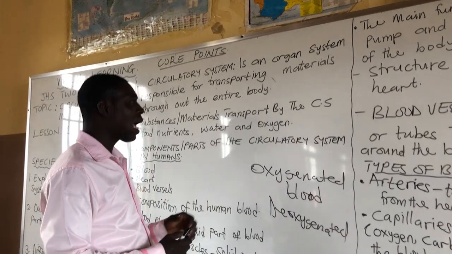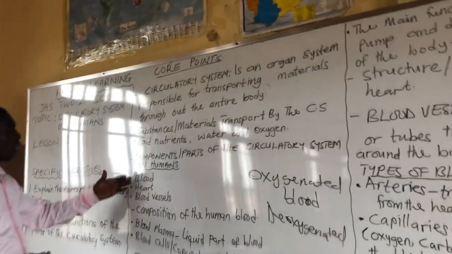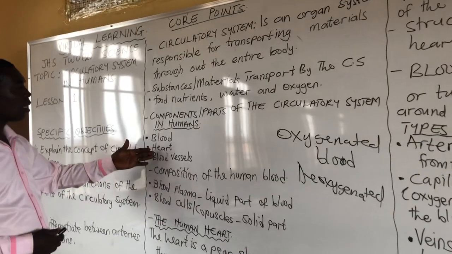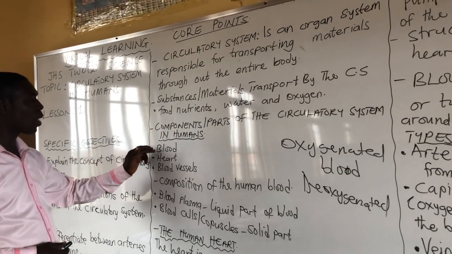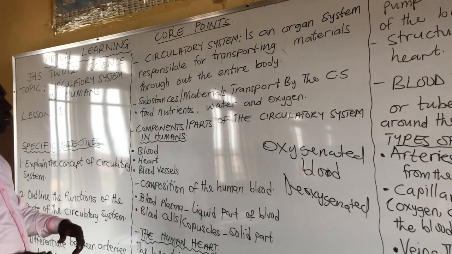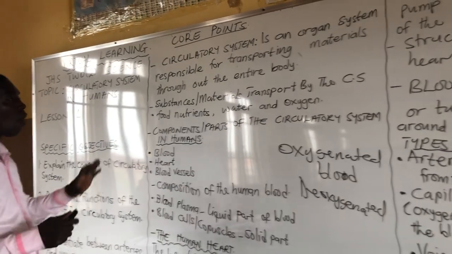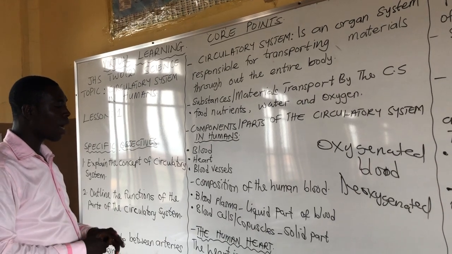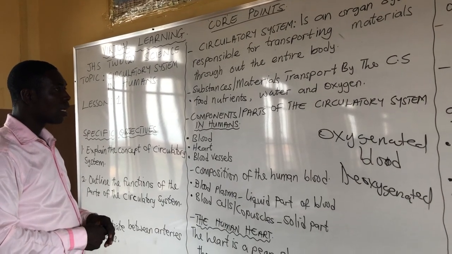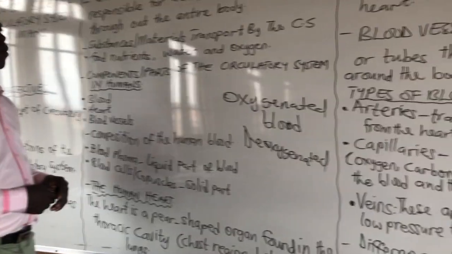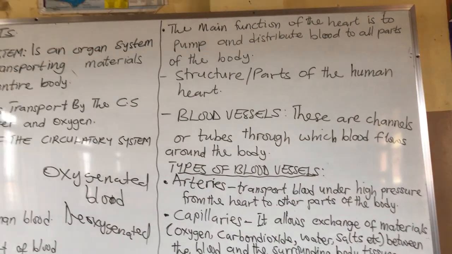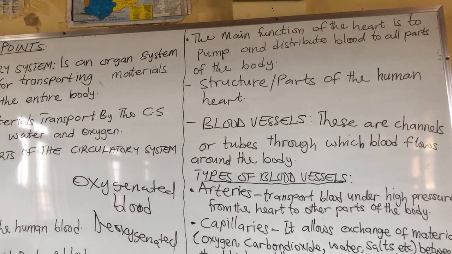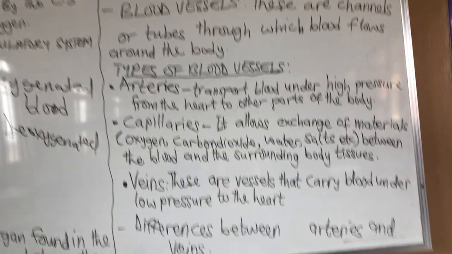So don't forget, we have the components or parts of the circulatory system, which involve the blood, the heart, and the blood vessels. These are the components or parts of the circulatory system of humans. We've been able to talk about the heart and its functions. We've also talked about the blood vessels and their functions, and the three main types of blood vessels.